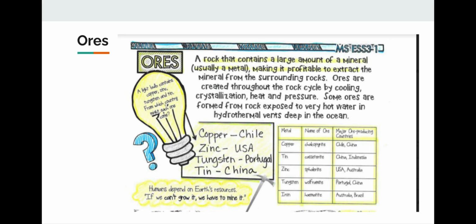And we basically depend on Earth's resources as humans. If we can't grow it, we have to mine it, right? There are some things that we've discovered we can recreate or grow in a lab setting, especially gems, like jewels, rubies, diamonds, emeralds. We have found ways to reproduce those in a lab environment, but we have not been able to do that very effectively with ores. So we really do have to go out and mine those ores ourselves.